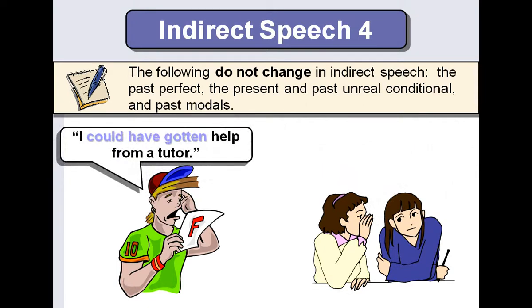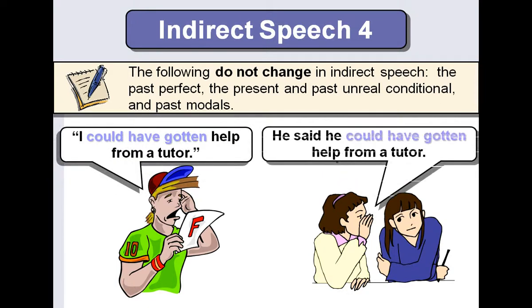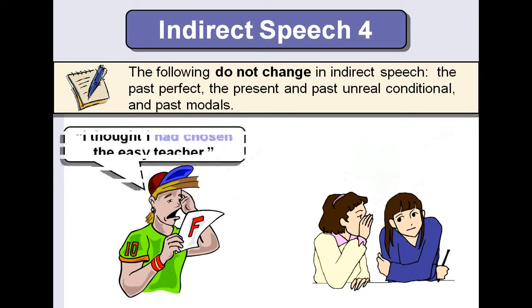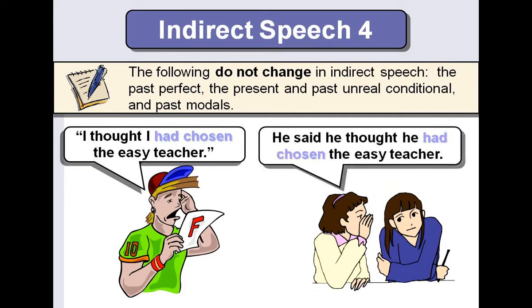I could have gotten help from a tutor. He said he could have gotten help from a tutor. No change. I thought I had chosen the easy teacher. He said he thought he had chosen the easy teacher. No change.